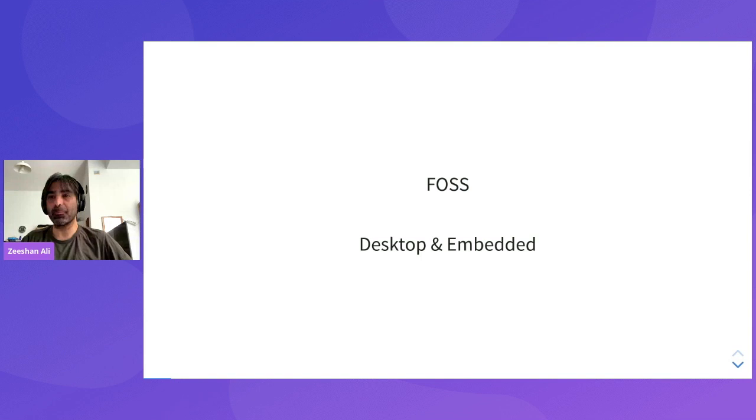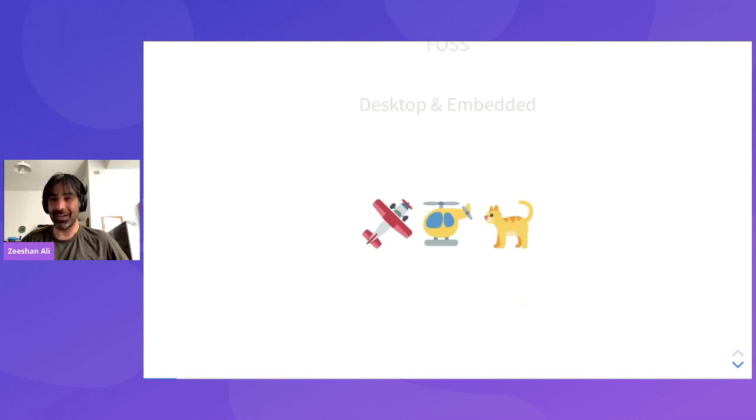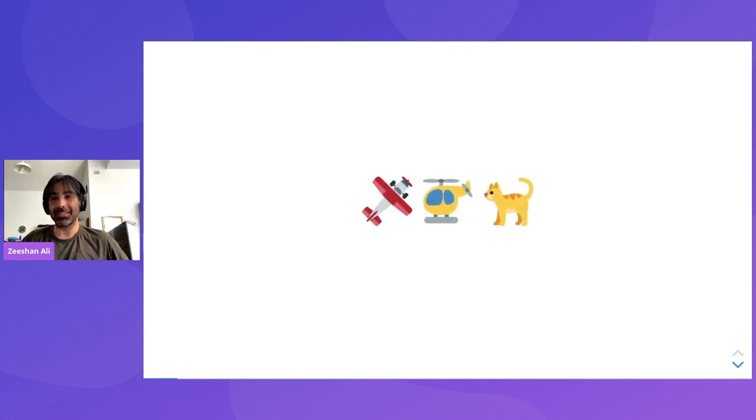My background is in free and open source software, both desktop and embedded mostly. I don't know anything about web stuff, so when I need to do anything web, I'm lost. But desktop and embedded, these are things I know, and I have a lot of experience with them. And I love flying. I have licenses and stuff, and I love cats. I have 3 cats now.